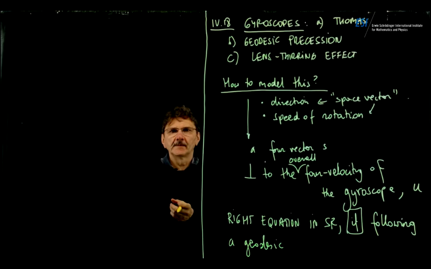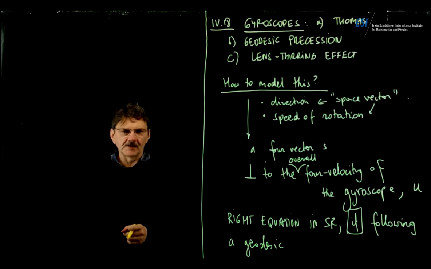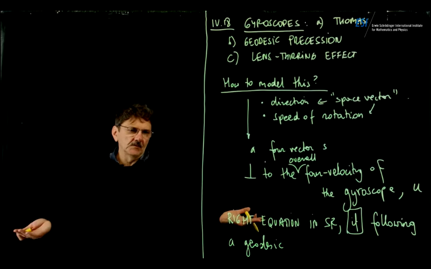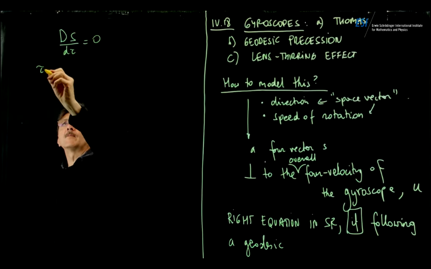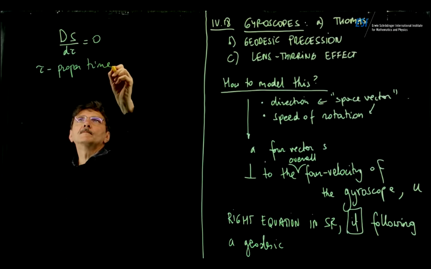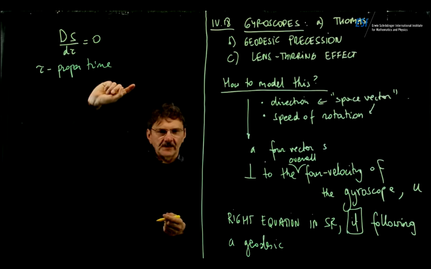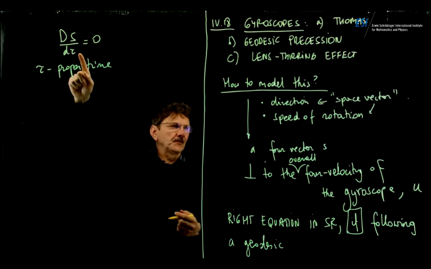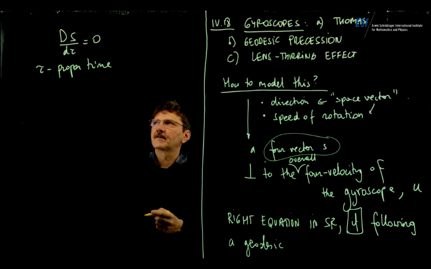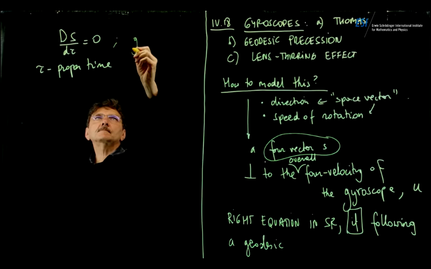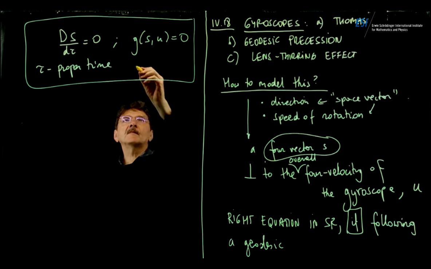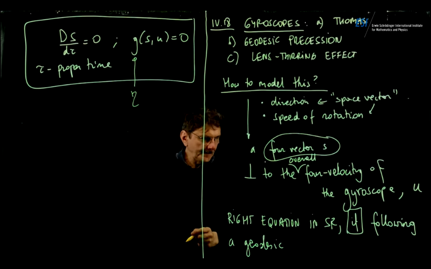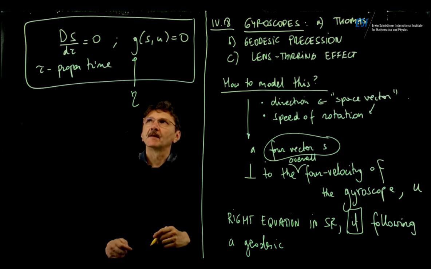You can always go to a frame so that you're just sitting at the origin. And with Minkowski spacetime, nothing acts on this gyroscope, so it just doesn't move, right? So it's going to be dS over d tau is zero, where tau is the proper time. That's a bit confusing because we've usually been using s for proper time, but since we're using S for this four-vector describing the gyroscope, I'm going to use tau for proper time and not s.